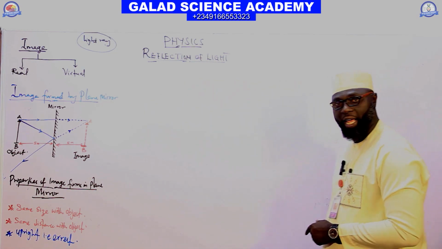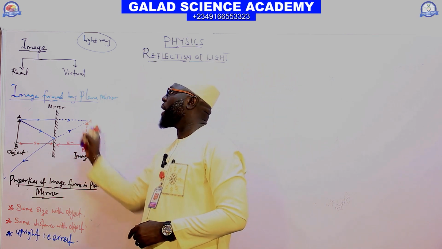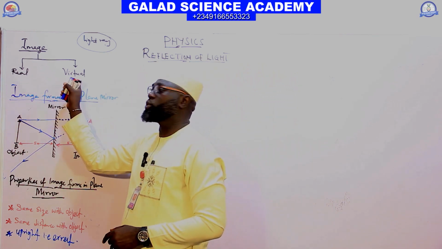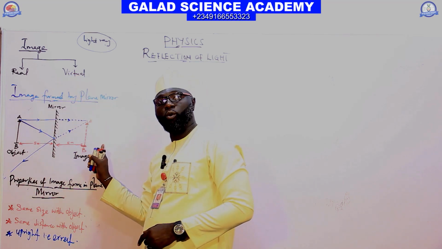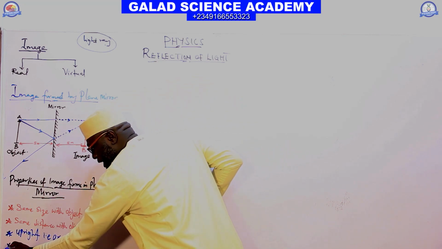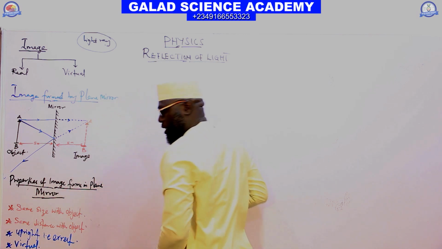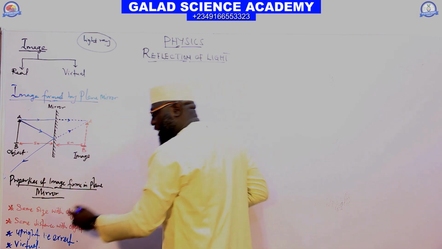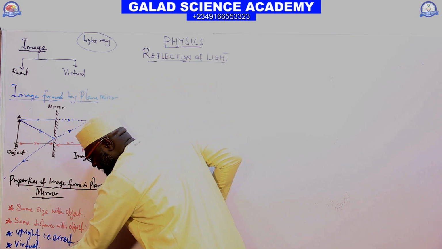If you look at the image, it is formed at the back of the mirror. But I said there are other types of image, real and virtual. Which one can be found at the back of the mirror? I said a virtual image can be found at the back of the mirror. Therefore, the image formed here is virtual, not real. The last one: the image is laterally inverted.